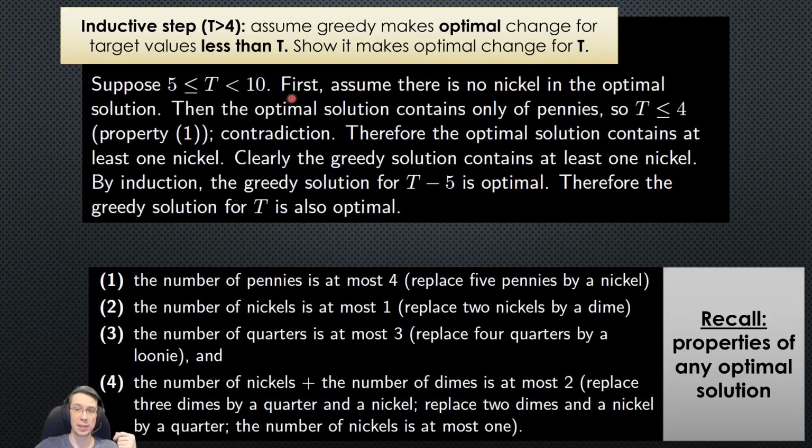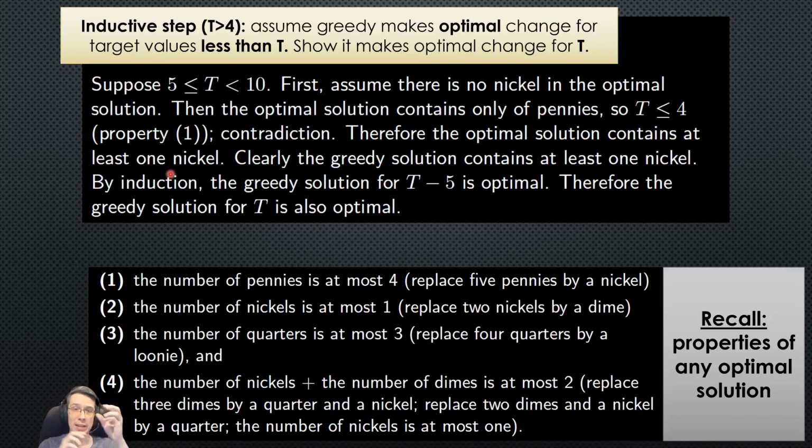First off, to obtain a contradiction, let's assume that there's no nickel in the optimal solution. Intuitively, if you were to make change for t, you would include a nickel, right? So assume that there's no nickel in the optimal solution. Then the optimal solution can't contain a dime or any larger denomination because t is less than 10. That means it has to be only pennies. So property 1 implies that this can't be an optimal solution because you're going to have 5, 6, 7, 8, or 9 pennies, and clearly some of those can be replaced with a nickel. So the optimal solution has to contain a nickel because we assumed it didn't and obtained a contradiction. So the optimal solution contains at least 1 nickel, and of course greedy will choose at least 1 nickel for all of these t values as well. So optimal and greedy match on a decision to include at least 1 nickel.